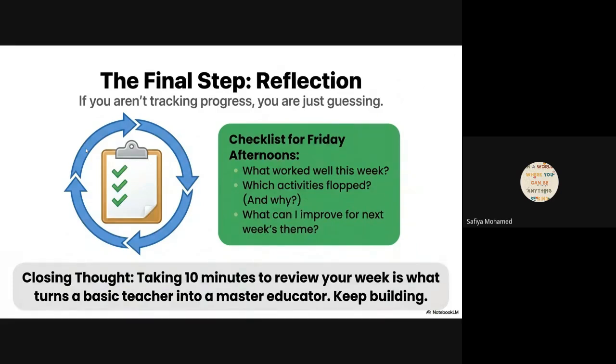Ask yourself stuff like what activities flopped? What activities were a hit with the children? All right. Did we meet all the learning goals? Did we meet all the specific outcomes? Have we achieved the outcomes that have been set out by the curriculum for this time of the term? Where are we? All right. Reflection turns basic teaching into better teaching. And also look at the responses that you get from the children, right? Taking 10 minutes to review your week is what turns a basic teacher into a master educator and keeps you building.